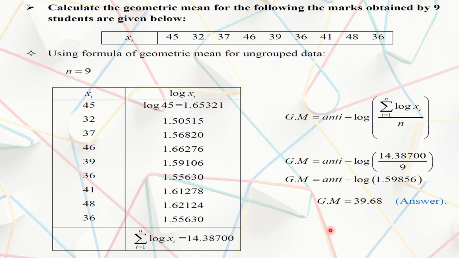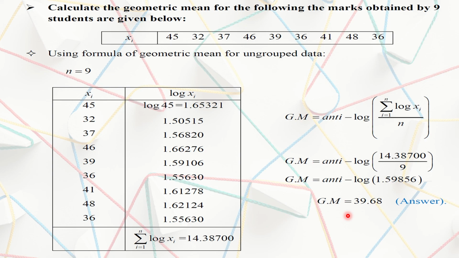Geometric mean, because as I explained earlier, the anti-log of the arithmetic mean of logarithmic data is the geometric mean. So in this case, the geometric mean is what? It is 39.68. You see that geometric mean is smaller than arithmetic mean, because for this certain data, arithmetic mean is 40. If you add all of them together, dividing by 9, it would give you arithmetic mean of this data.